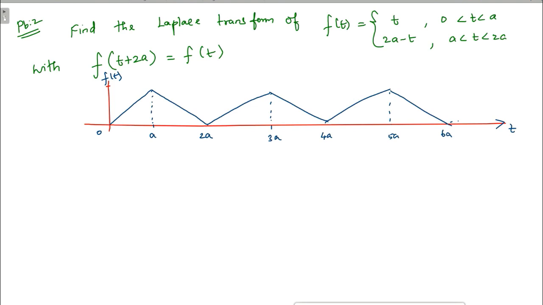So second problem, find the Laplace transform of f of t. The function f of t is defined in two separate intervals, and also given that f of t plus 2a equal to f of t. That means the given function is a periodic function of period 2a. So this graph is nothing but the graph of the given function f of t. So this is defined like this.